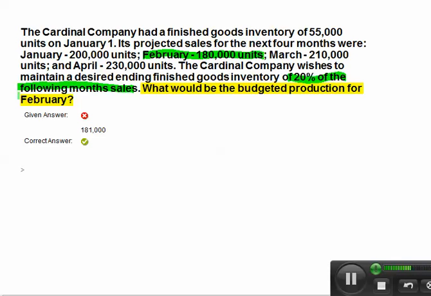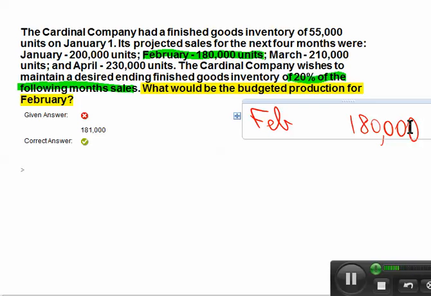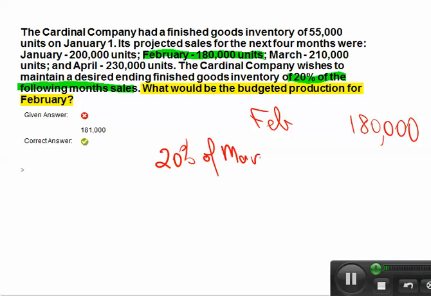So, here's how I'm going to go about solving this. I'm going to take my February sales of 180,000 units. Okay, that's where I'm going to start. Now, with that, I need to have 20% of March sales. So it says I need to have 20% of March. Okay? So that's 20% of 210,000. That looks like 42,000 if I'm right.